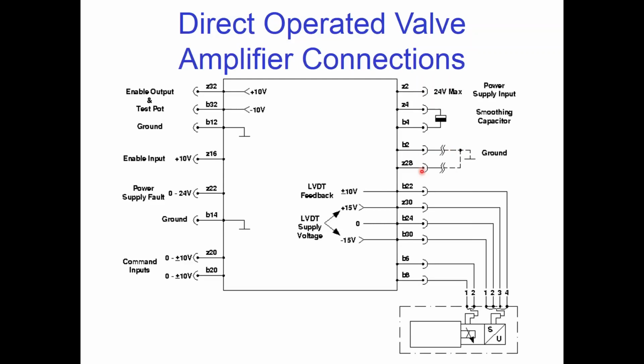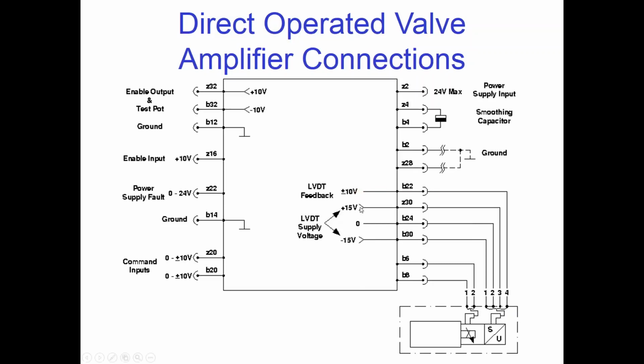Here's the actual earth ground here, so we can compare our ground over here with B14 and B12 to make sure that we are getting a good ground throughout the amplifier. And these are the connections to the valve. You see that our LVDT feedback here is plus or minus 10 volts.